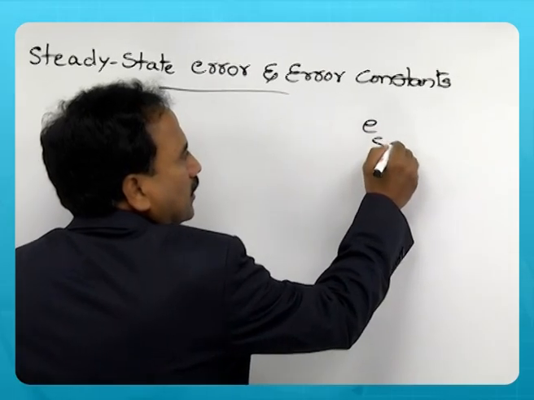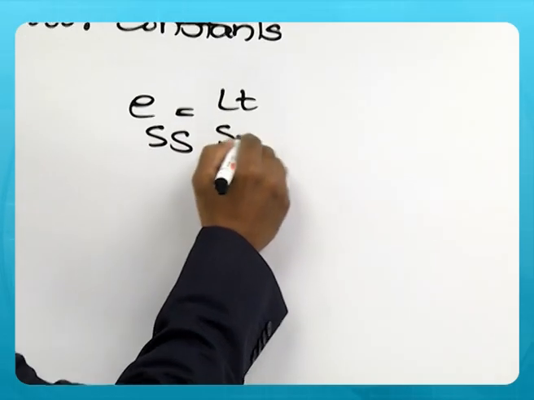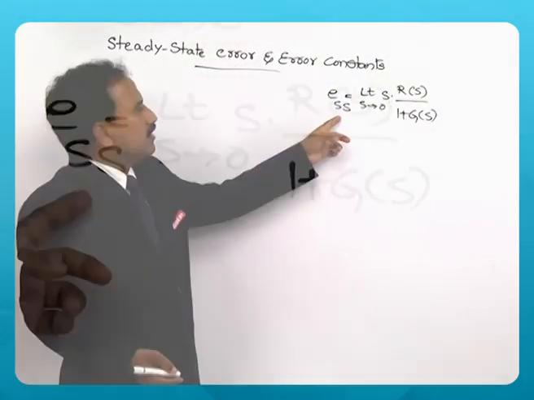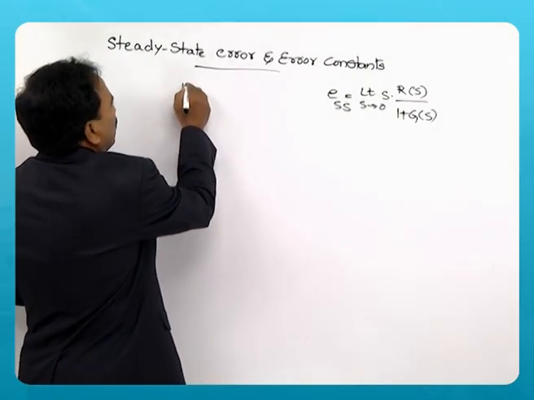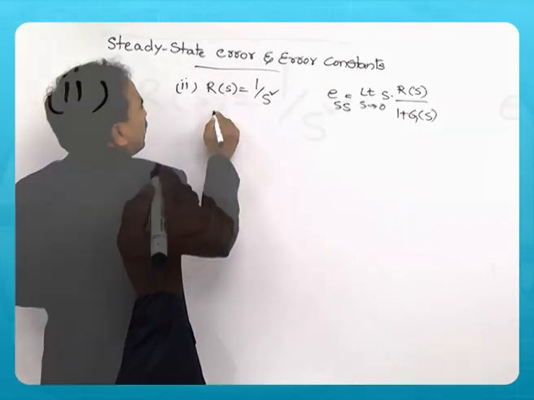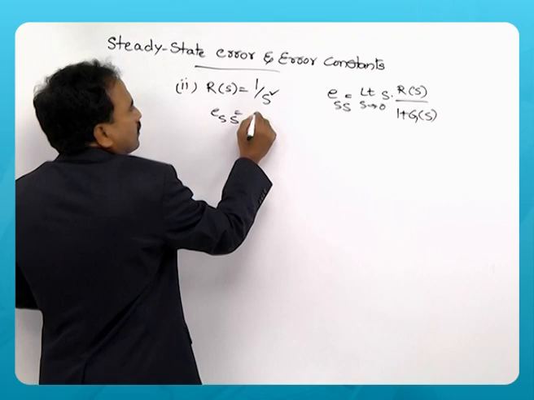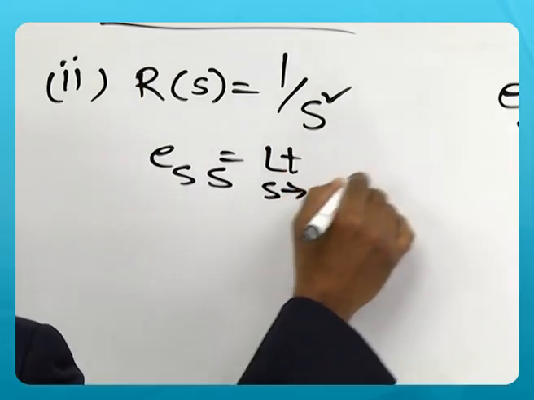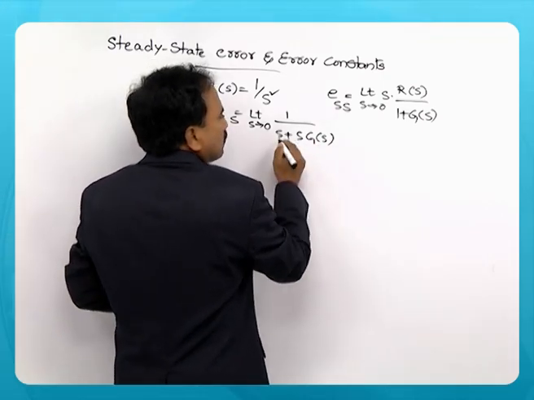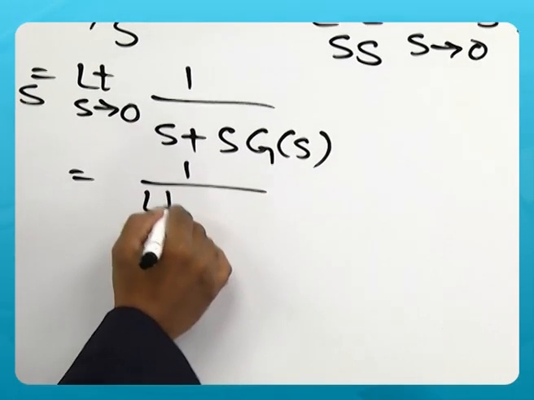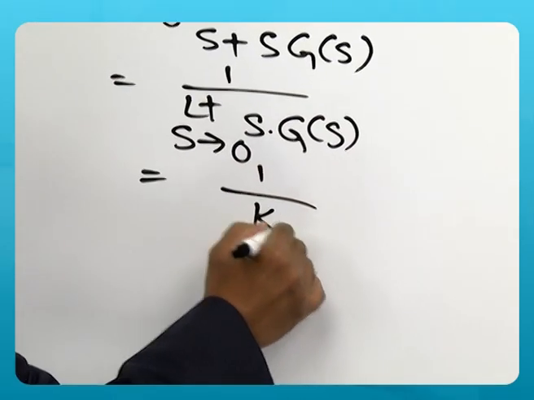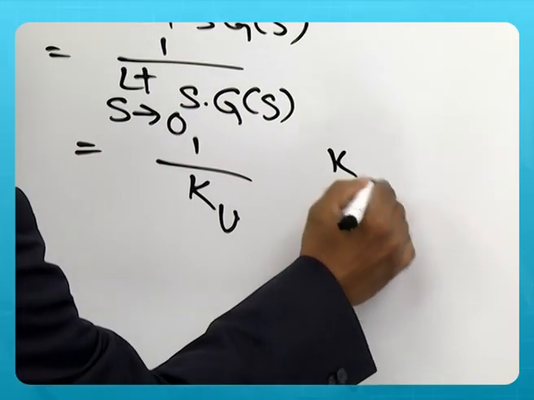So, the expression for the steady state error is limit s tending to 0 s into R of s by 1 plus G of s. So, steady state error depends on the nature of the input. Now, the second case: if R of s is equal to 1 by s square, meaning unit ramp input, then the steady state error can be written by substituting R of s. So, you get limit s tending to 0 1 by s plus s into G of s. Here s is very small when compared to this part. So, we can write this as limit s tending to 0 s into G of s. This can be written as 1 by Kv, where Kv is the velocity error constant.